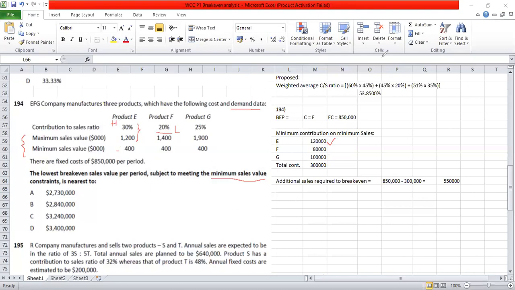So we are focusing on pooling up 550,000 of contribution, so that the total contribution equals 850,000. When it reaches 850,000, it would break even. Contribution should be equal to fixed cost. Already, by considering the minimum sales values of 400,000 for all the three products, the total contribution earned is 300,000. Now we have to pull up another 550,000 contribution so that it becomes a total of 850. Then it can break even.